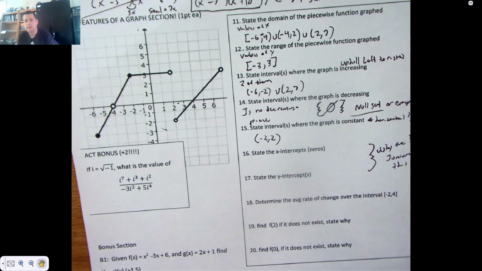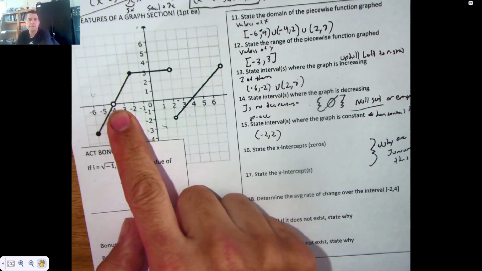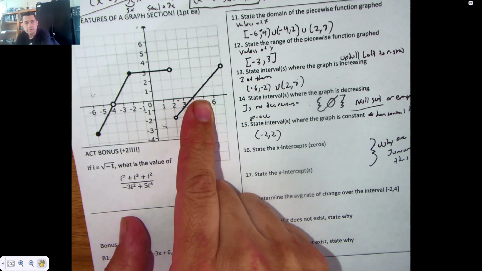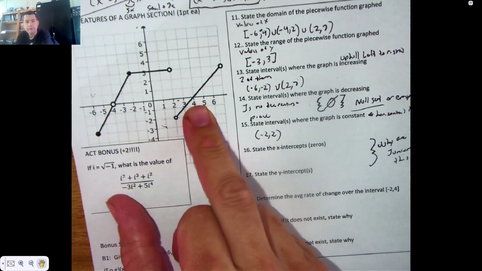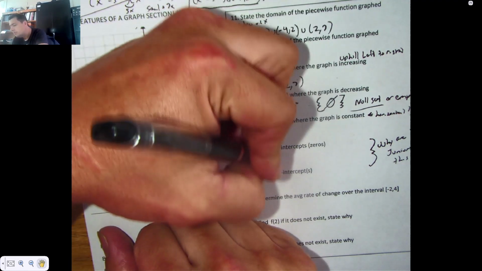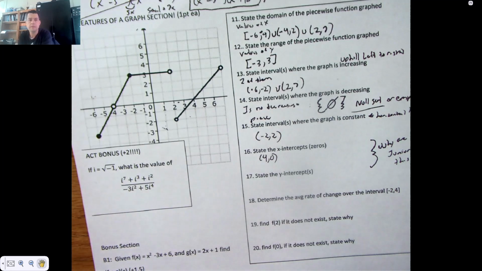It blows my mind. There is no x-intercept here. There's a hole in the graph. There's one right here. Right there. I use my middle finger. Right there where my middle finger is. It's a (4, 0). I don't get why y'all are missing that.